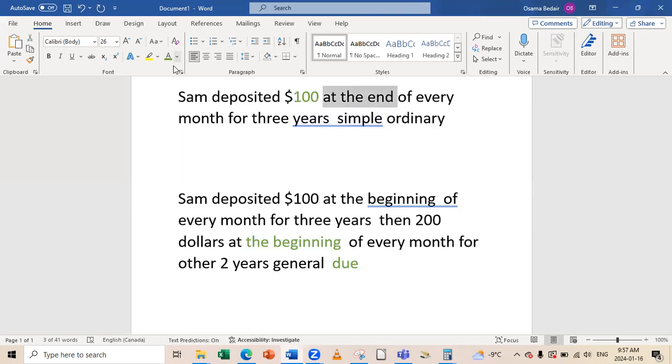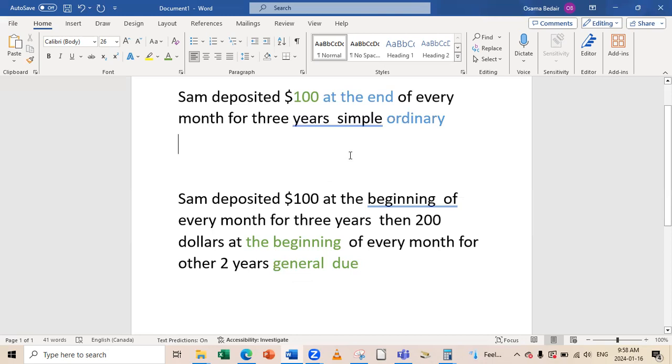At the end, let us give it another color. Okay, at the end, then it is ordinary, like we see here. But here, it is changing. It was $100 for the first year, and after that became $200 at the beginning of every month for the other 2 years. So we cannot say it is simple, it is general and due. General because it changed, and due because it is at the beginning of every period of time.